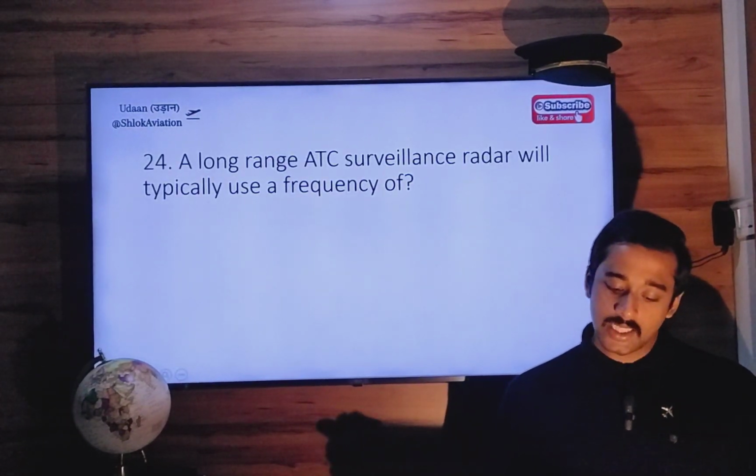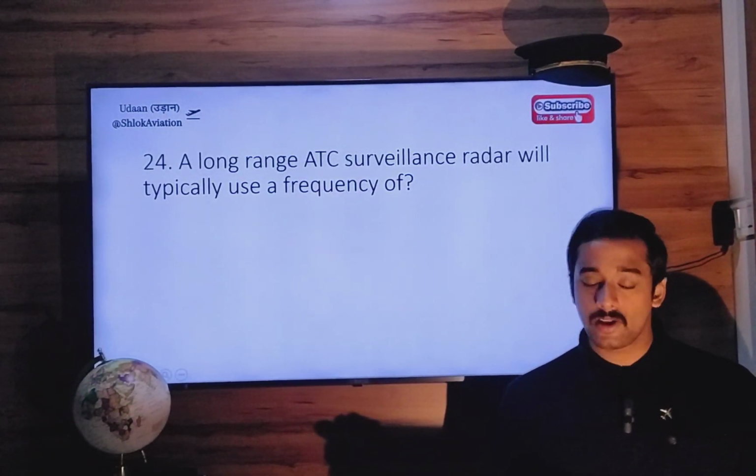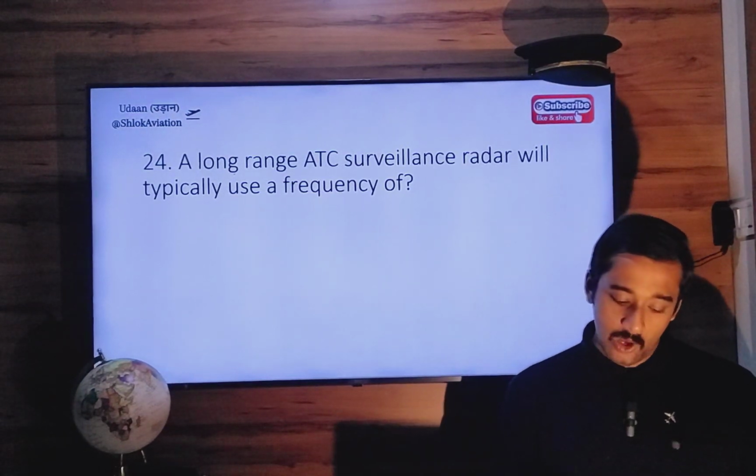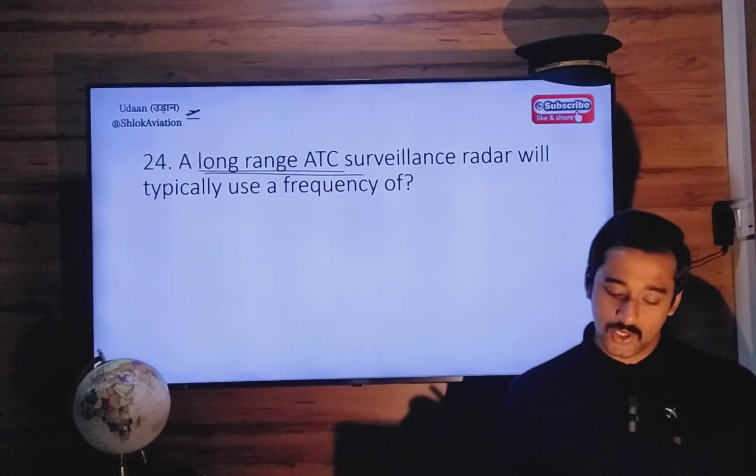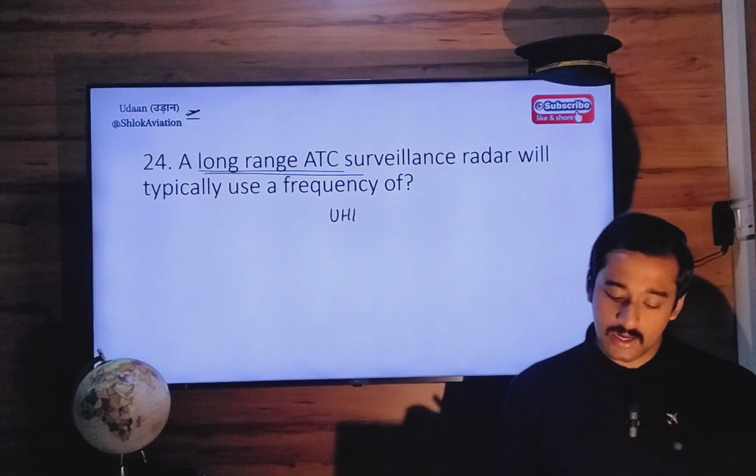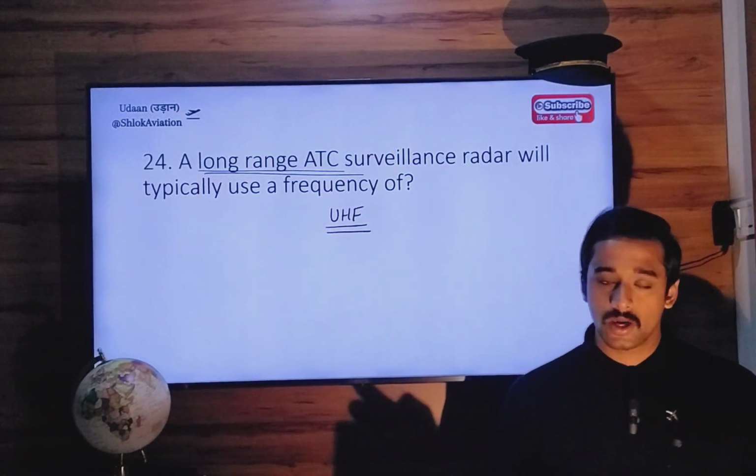A long-range ATC surveillance radar will typically use a frequency of what? So a long-range ATC radar will use a frequency in the ultra high frequency band. Okay. Next.